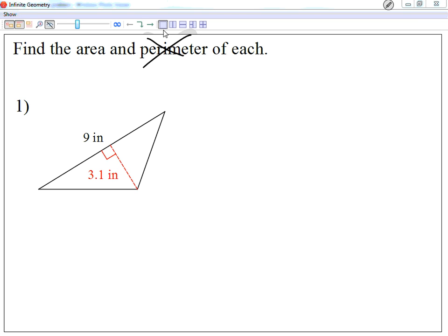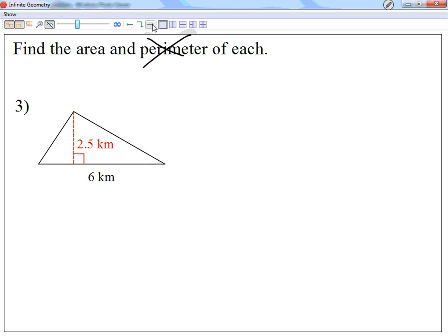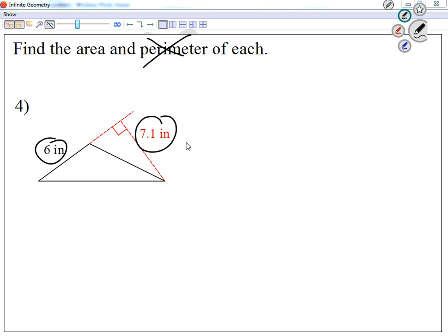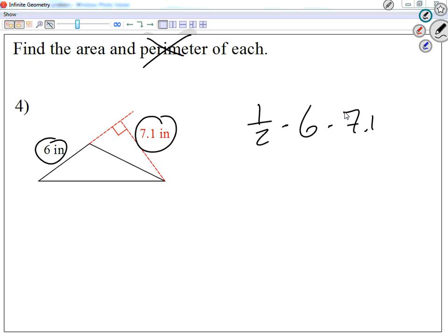Number 1 is pretty simple. So let me take a look at number 4. I'm always looking for my 90-degree symbol. I noticed that it's made by 7.1 and 6. I know 6 is only this measurement, but it got extended just to see where they will cross at 90 degrees. So for my area of my triangle, I'm going to go 1/2 times 6 times 7.1.